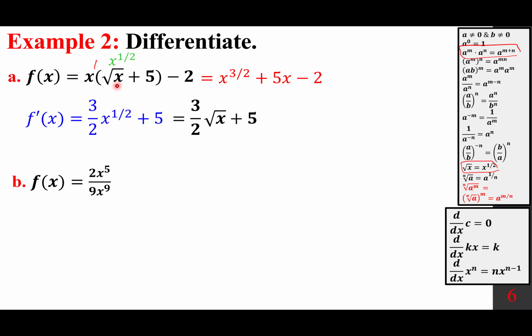F of x is 2 x to the power of 5 over 9 x to the power of 9. Again, we are going to use one of the exponential rules, more specifically the quotient rule. And this becomes x to the power of 5 minus 9. So 2 over 9 x to the power of minus 4 is the elementary algebra.